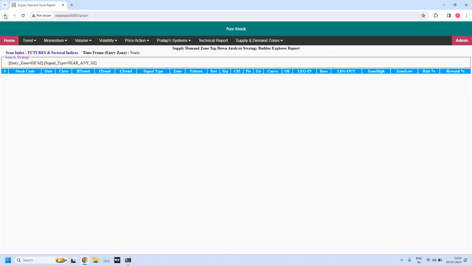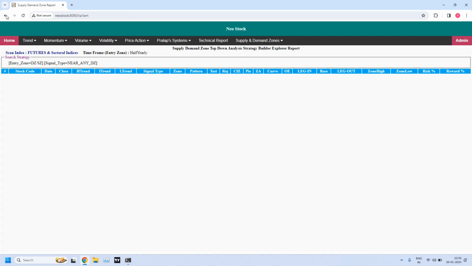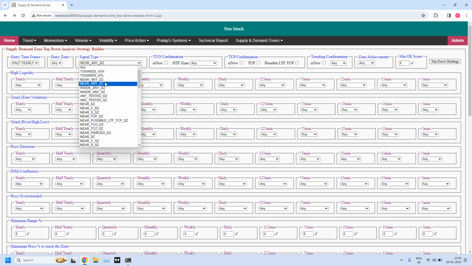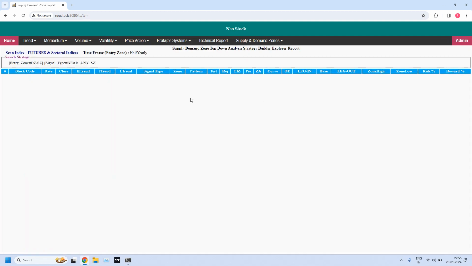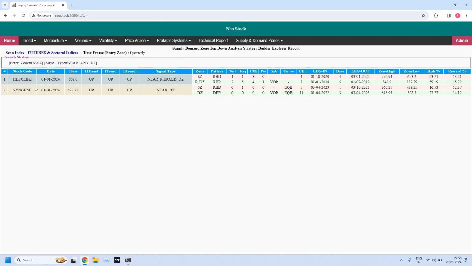Here also no stocks. Let us change the time frame to half yearly. Let us find the stocks near half yearly demand zone. No stocks. For half yearly time frame, let us find the stocks near half yearly supply zone. Here also no stocks. Now let us change the time frame to quarterly and let us find the stocks near quarterly demand zone. So two stocks are filtered which are near to the quarterly demand zone.